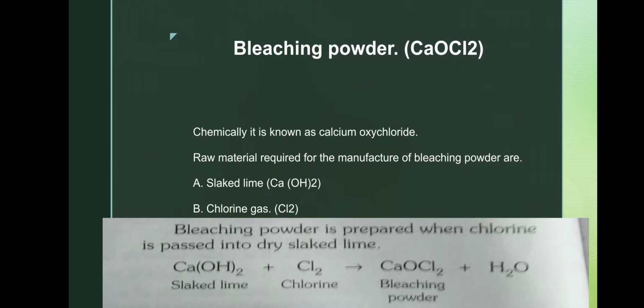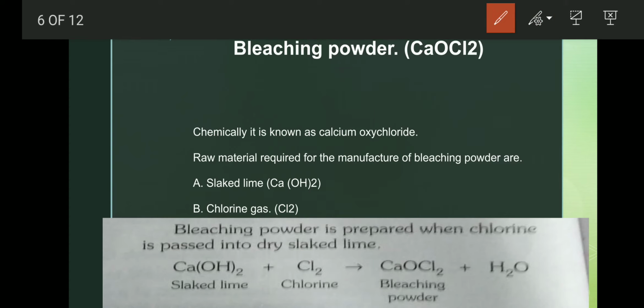Next important salt, that is bleaching powder. The formula is CaOCl2. What is the formula? CaOCl2. You can see this is the formula, right? And the chemical name, calcium oxychloride, right? And what are the raw materials required for the manufacture of bleaching powder? First one is slaked lime, that is Ca(OH)2, right? Chlorine gas, Cl2, right? And the whole equation you can see down below.